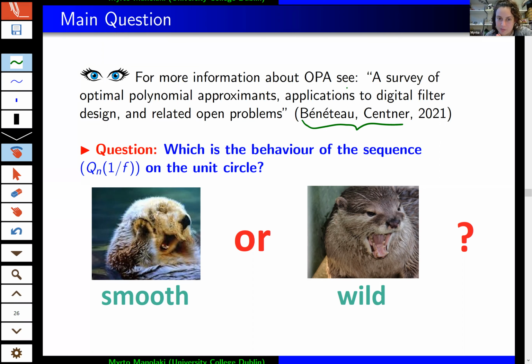Now, what is the focus? Our focus, as I said previously, is going to be the behavior on the unit circle, the behavior of the optimal approximants on the unit circle.